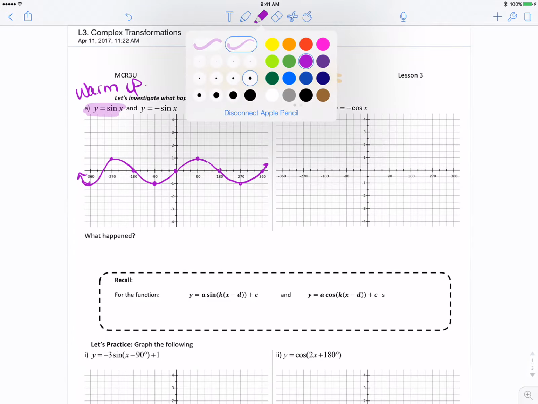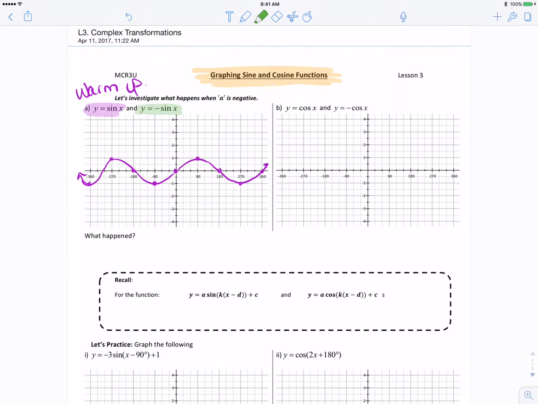And what's going to happen is when I see a negative value out in front, that negative value actually causes a rotation about the x-axis, so it's an inversion. I still have the same starting place, but instead of going up, sine goes down and has the opposite pattern. So you can see that as I go through here, I have that nice kind of helical pattern growing.